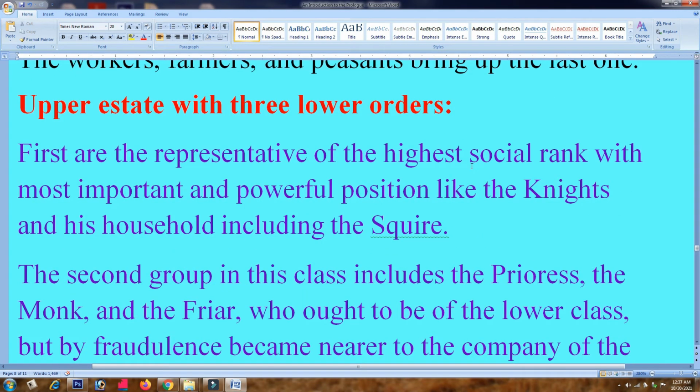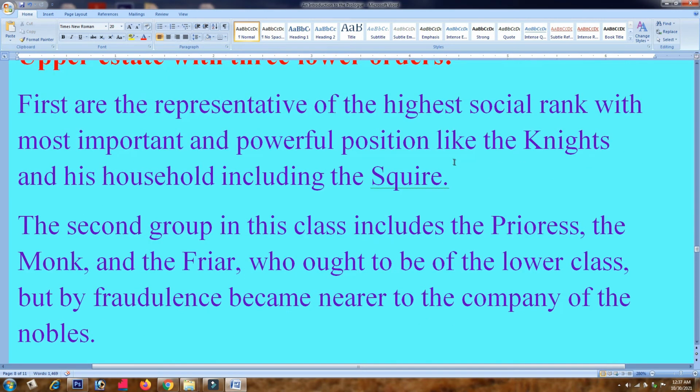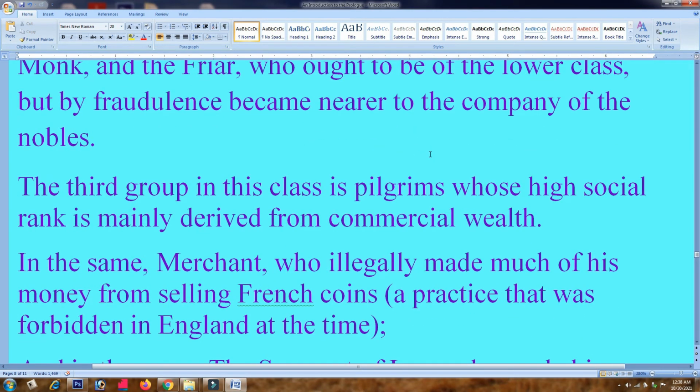First are the representatives of the highest social rank, with the most important and powerful positions, like the knight and his household, including the squire. The second group in this class includes the prioress, the monk, and the friar, who ought to be of the lower class but by fraudulence became nearer to the company of the nobles. The third group in this class is pilgrims whose high social rank is mainly derived from commercial wealth.